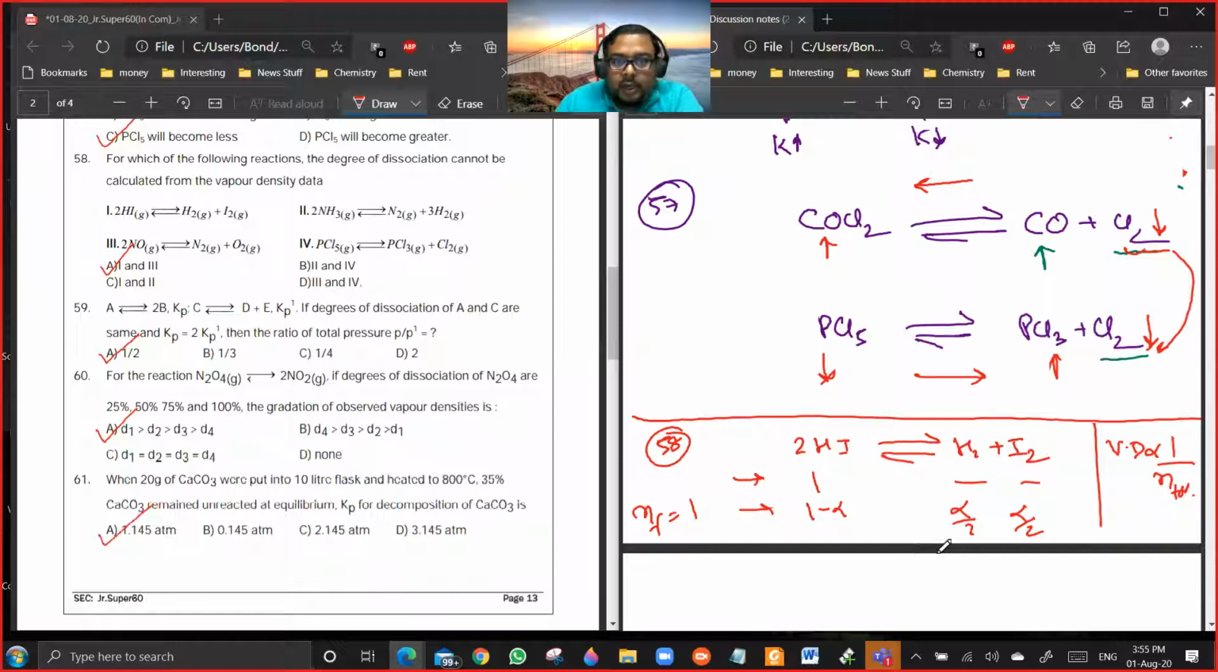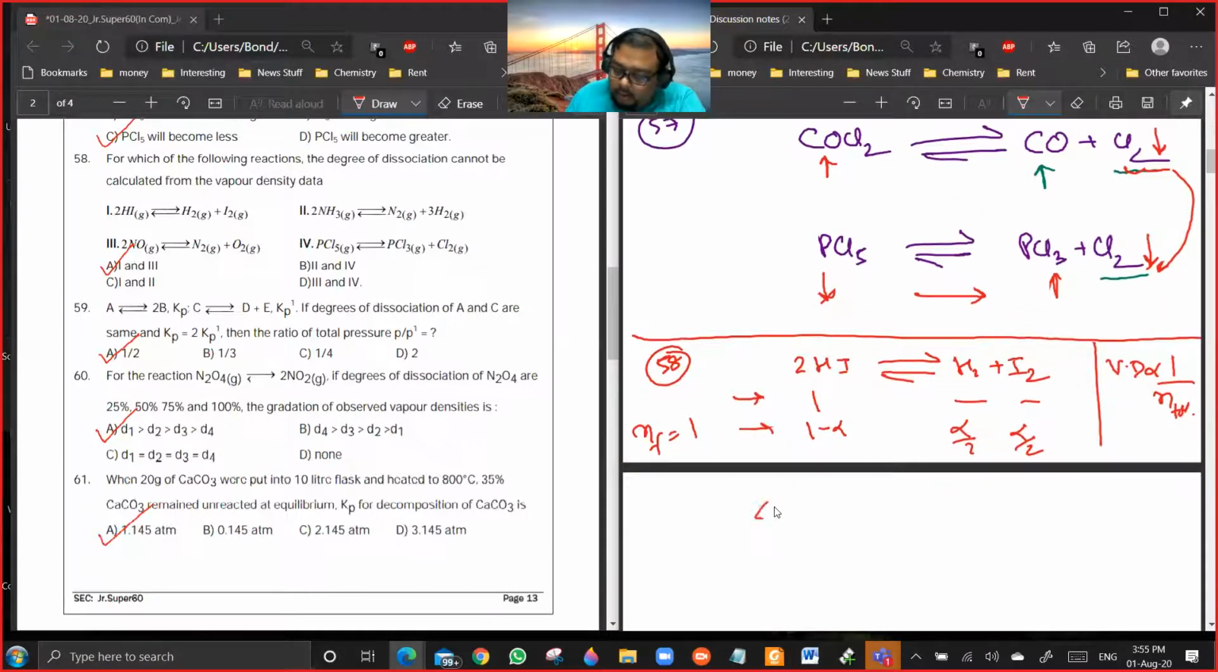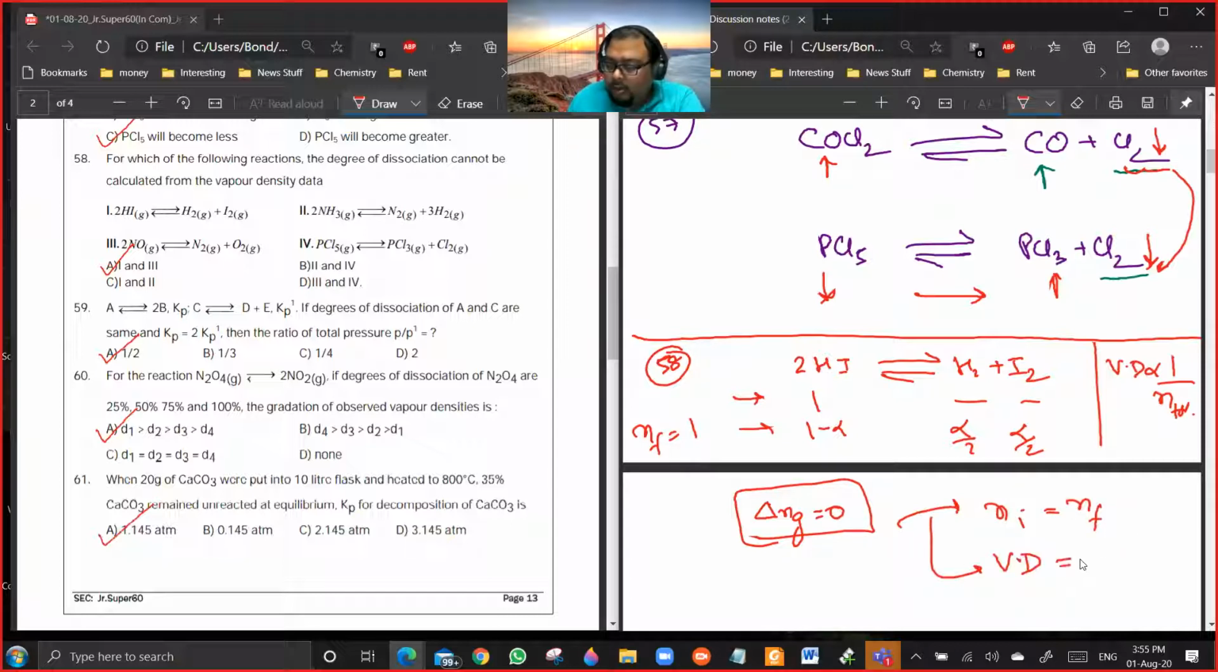So if delta Ng is equal to 0, the number of moles will remain the same. N initial will be equal to N final. This means that the vapor density will also remain constant. So you have to just check in which case delta Ng is equal to 0. What are the cases where delta Ng is equal to 0? This one and this one.